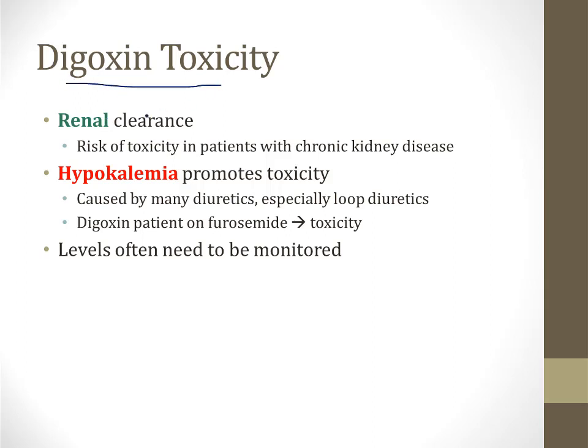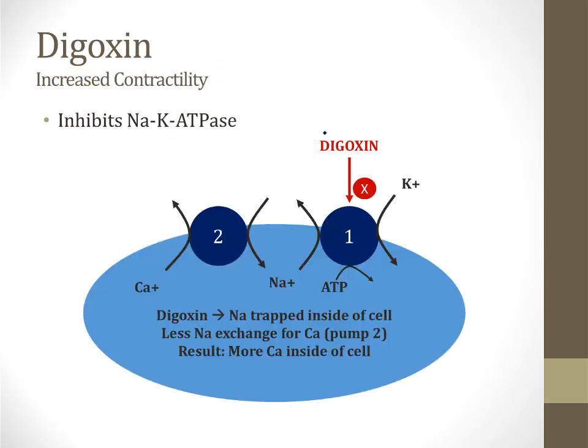risk of toxicity. It's renally cleared, and many patients who require digoxin have chronic kidney disease, and they have a higher risk of toxicity. In addition, hypokalemia promotes toxicity, and this can be a significant problem. To understand this, let's go back to this slide.